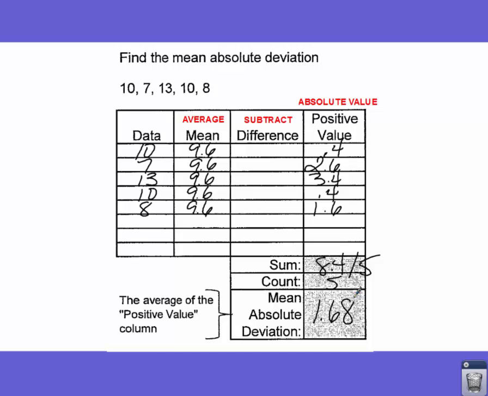So that tells us that the smaller that value is, the tighter your data. And 1.68 is a pretty good mean absolute deviation. That tells us our data is fairly tight together. There's not a lot of variation in our data.